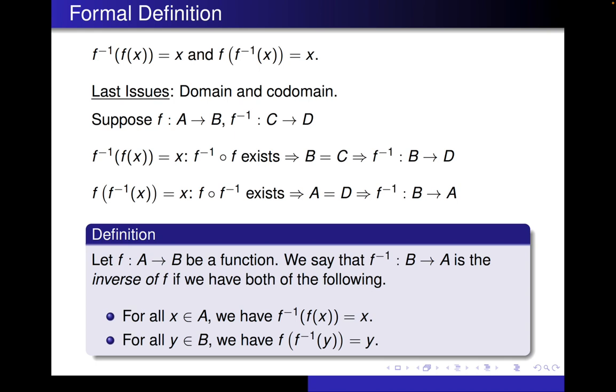In both of those cases, in the first one, we're taking an element of a, we're doing f to it, then we're doing f inverse, and we're back in a to the same element. For the second one, we start with an element y in b, we do f inverse, then f to it, and we're back in b to the same element y.